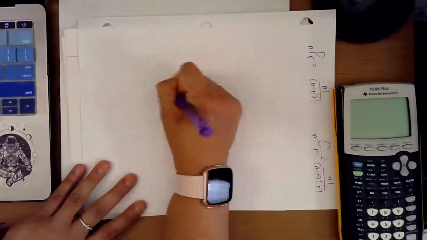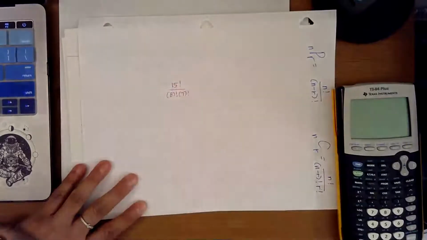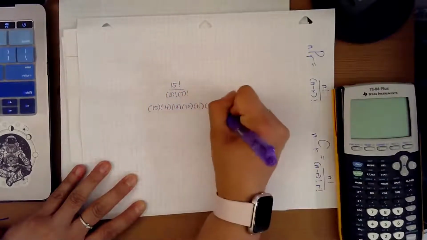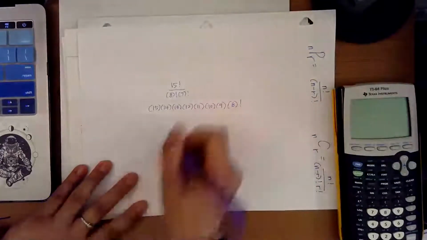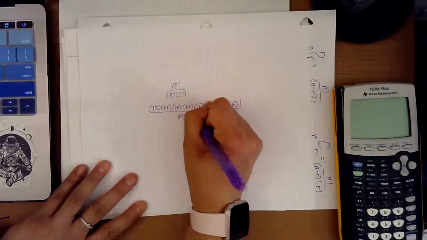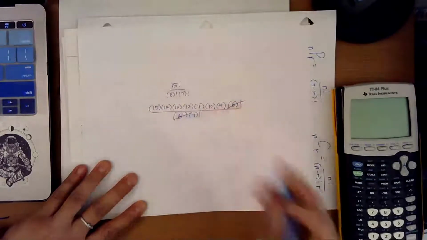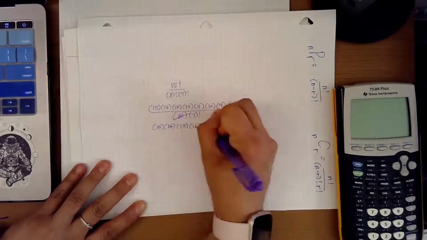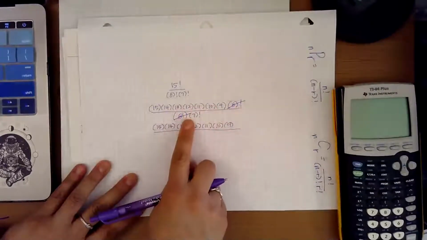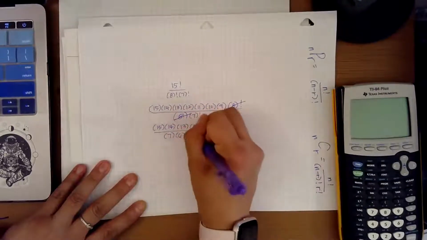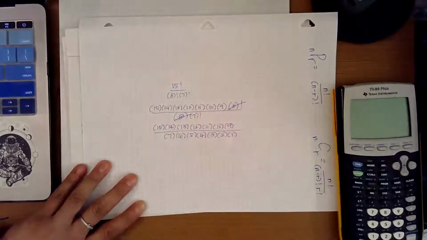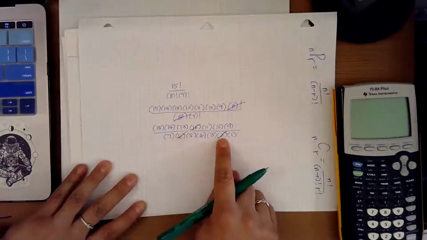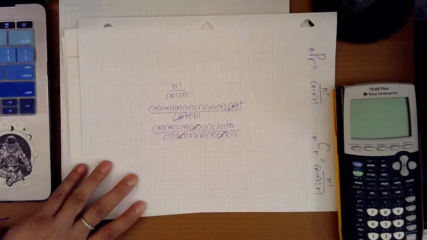I have 15 factorial over 8 factorial and 7 factorial. Okay, so I recognize that I have 15, 14, 13, 12, 11, 10, 9. I'm going to leave the rest of it in the factorial of 8 divided by 8 factorial and 7 factorial. Notice that the 8 factorials cancel. So I'm left with 15, 14, 13, 12, 11, 10, 9 all over, and I'm going to open up the factorial of 7: 7, 6, 5, 4, 3, 2, 1. Now let's look at this. I recognize that 6 times 2 gives me 12. So do you see how 6 times 2 on the bottom is 12 and the 12 on top canceled out? That's one.